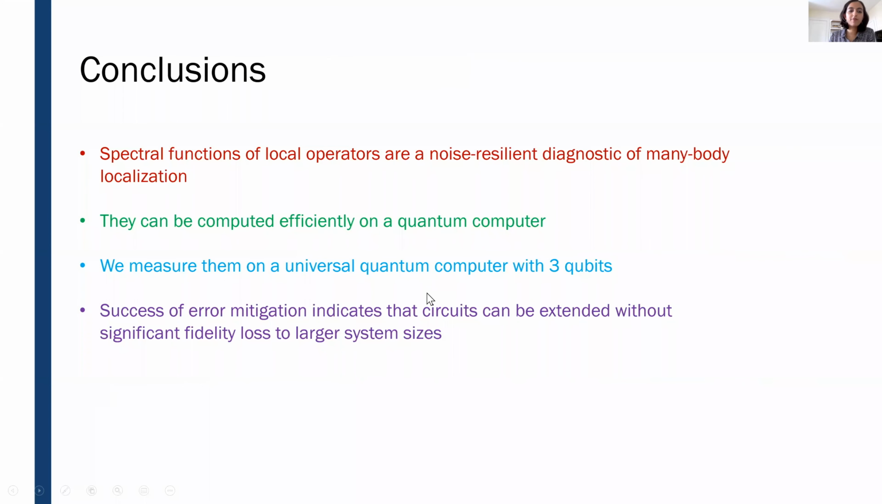we had a physical problem, a physical system, a condensed matter system that we wanted to study. We designed an algorithm, we implemented it on the quantum computer, we looked at the results, they were not very good. And then we designed an error mitigation technique that basically improved the results and showed that we can extend these circuits to bigger system sizes without significant fidelity loss. So that's a very quick overview of what's involved in studying a condensed matter system on a quantum computer.